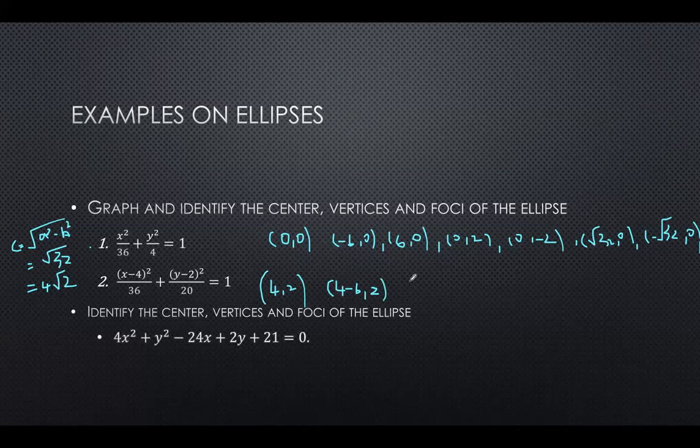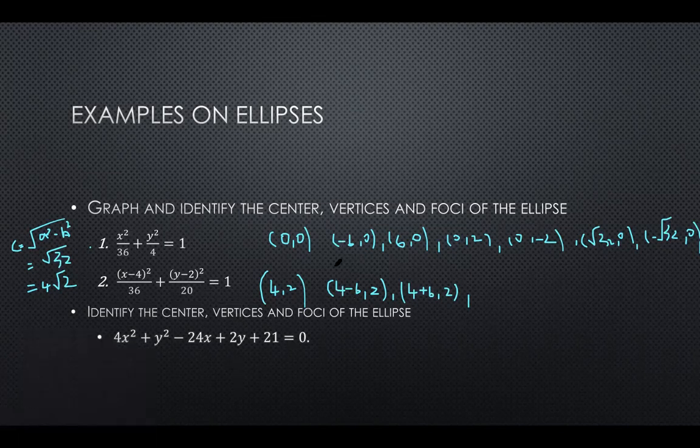Same thing for the next vertex, right? Before you move to the new center, the center at the origin, it is supposed to be 6, 0, but you're adding 4, so it becomes 4 plus 6 and 2 plus 0. As for the two co-vertices, it is the b here, so you're supposed to have 0, radical 20.